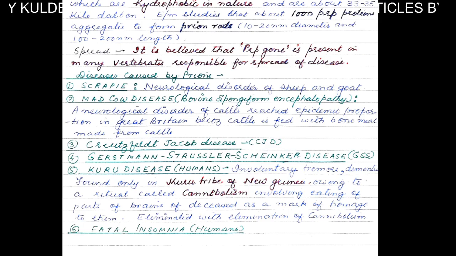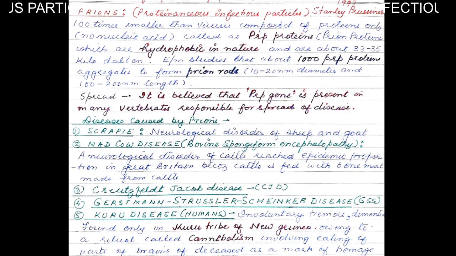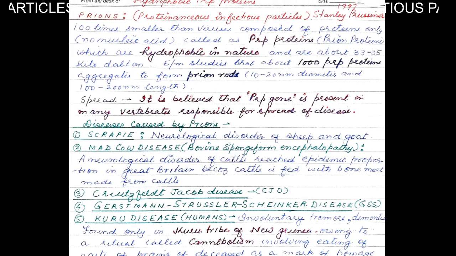Another disease which is caused due to prions is fatal insomnia, which is also caused in human beings, and it is homologous to mad cow disease, and it is a disease of human gene.